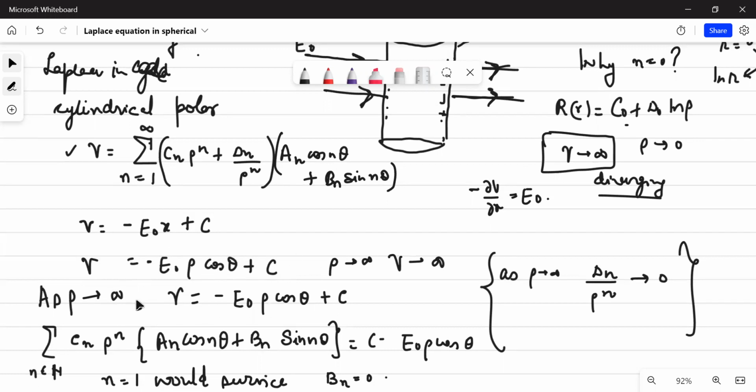So I'm going to write this V is equal to minus E naught rho cos theta plus C. Even as rho tends to infinity, this will remain the potential. But also I know that potential is governed by the solution for the Laplace's equation, and this is also a potential. Let us see how this potential behaves as rho tends to infinity.